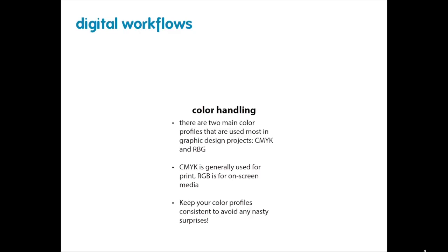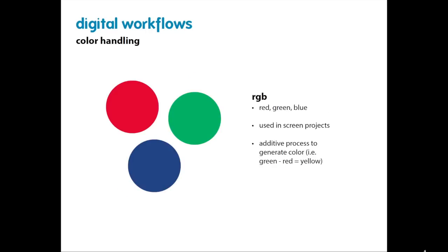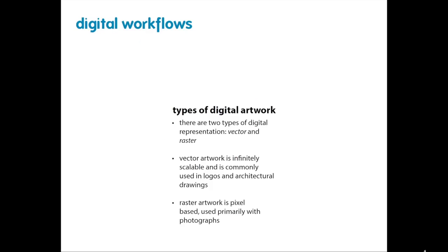So it's always a good idea if you're working in CMYK to keep everything in CMYK, and conversely, if you're in RGB, just keep everything RGB. So here we have CMYK, cyan, magenta, yellow, black, used primarily in print projects, versus RGB, which stands for red, green, blue, which is used primarily in screen projects. So any digital, if it lives on the web, if it's just going to live in email, it's not going to be printed, just stick with RGB.